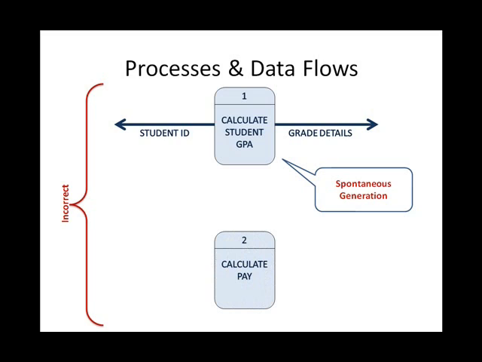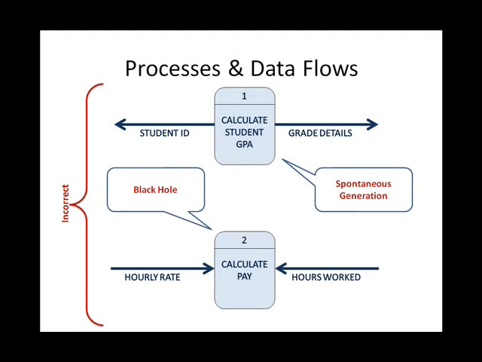Taking a look at this example, calculate pay, I have an input, hourly rate, and I have another input, hours worked, but I have no output. And this is also incorrect because I need output. This is called a black hole. So things are going in and they're not escaping. Nothing's coming out, just like a black hole.